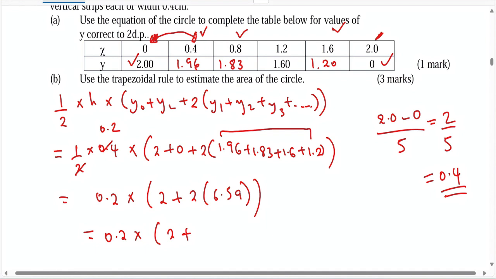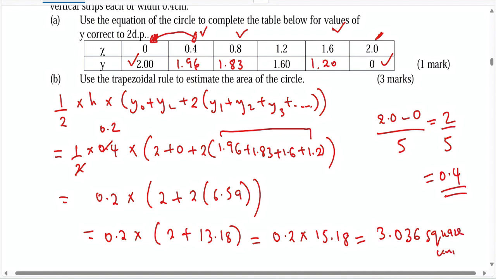itanipa 13.18. Hiyo 13.18 sasa add kwa 2, so itakuwa 0.2 times 15.18. Sawa. So 15.18 times 0.2 ni 3.036, 3.036 square units. Sawa mpaka hapo.